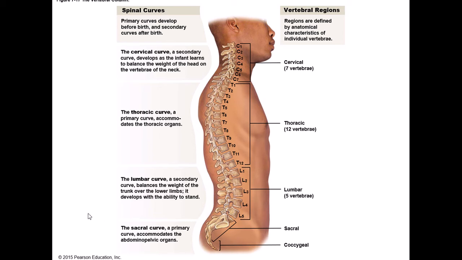When we're born, if you know what the fetal position is, our spine is one big C-shaped fetal position. That changes as we develop.